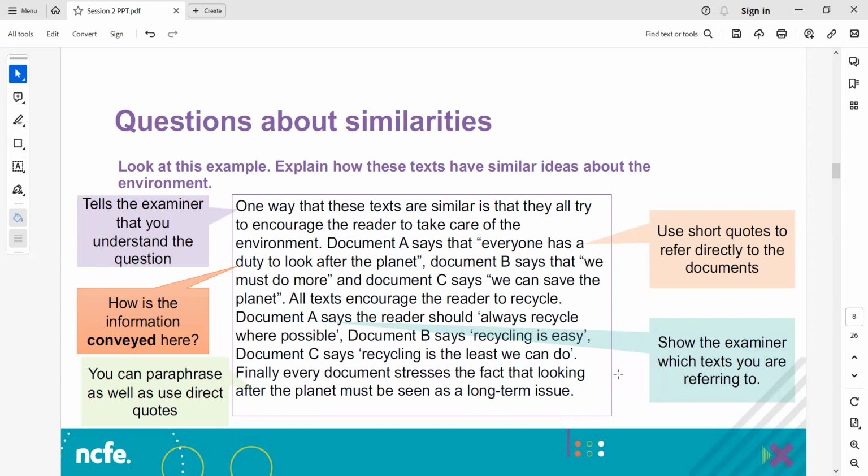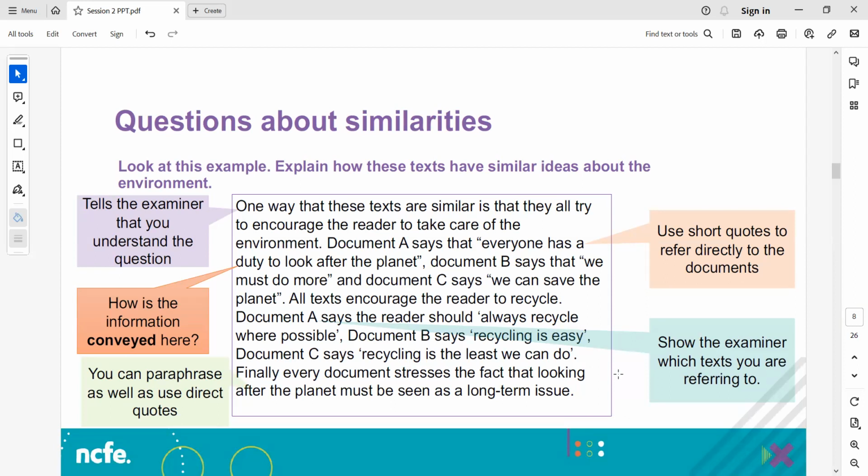So this is what we call a model answer. So it's an example of what an answer to that question could look like. So if we start to look at the different sentences answering the question, we can see in the first sentence, so the question, explain how these texts have similar ideas. Straight away, the person has answered one way that these texts are similar. So straight away, the examiner knows that you've understood what you need to do.